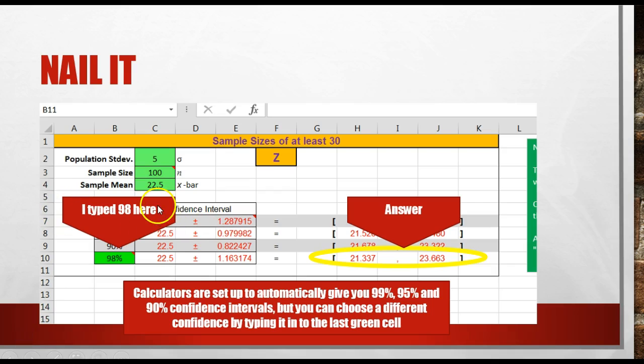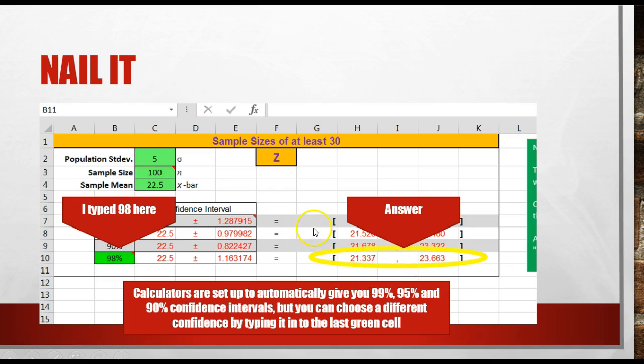So there you go. What did I do? I put in the population standard deviation, sample size, mean. I typed 98 right there. My answer is out to the right, 21.337 to 23.663. Always make sure you round to the proper number of decimals. If they wanted this to two decimals, that would be 21.34 to 23.66.